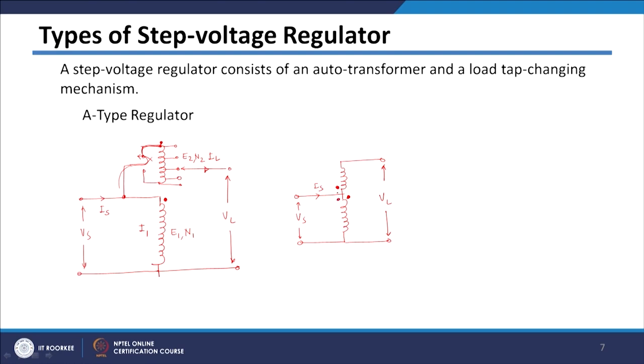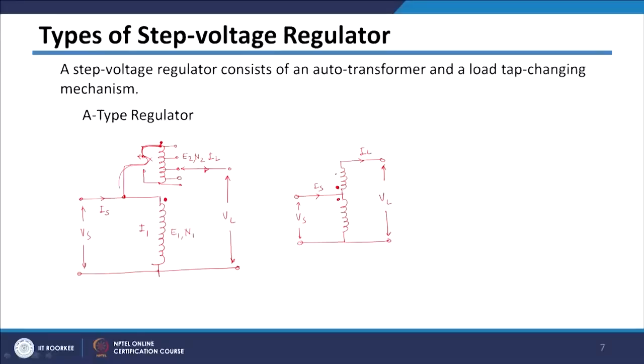So, this dot is here and this dot is here, and your current IL will be here. So, we know that always if the current is entering to some dot, it should leave to the other dot. So, here since the direction of current IL is going out of the dot, then this current should come towards the dot. So, the direction of I1 will be something like this.